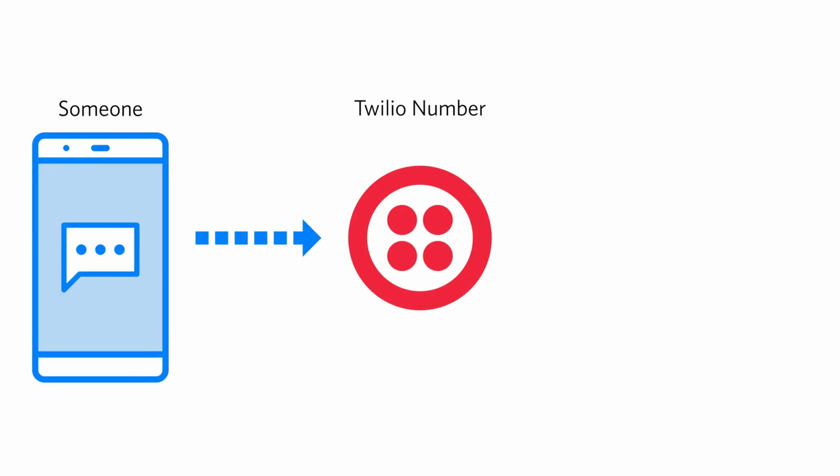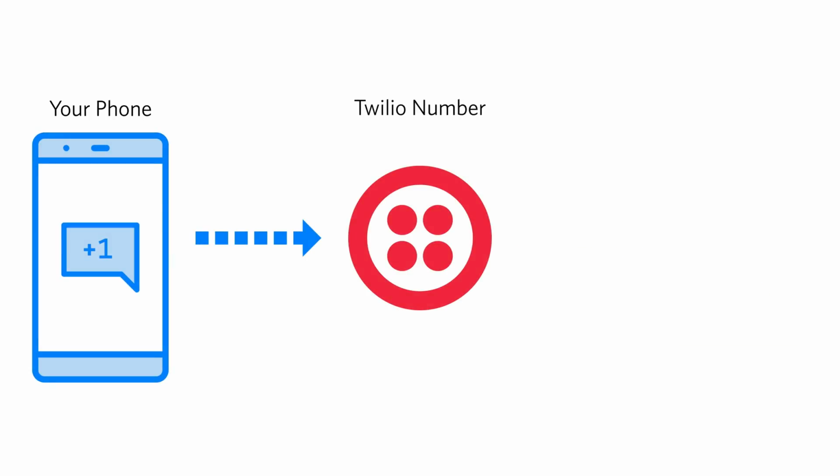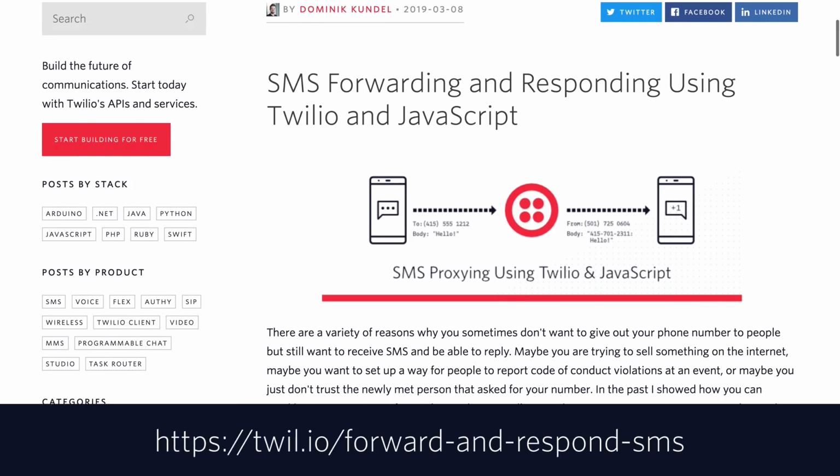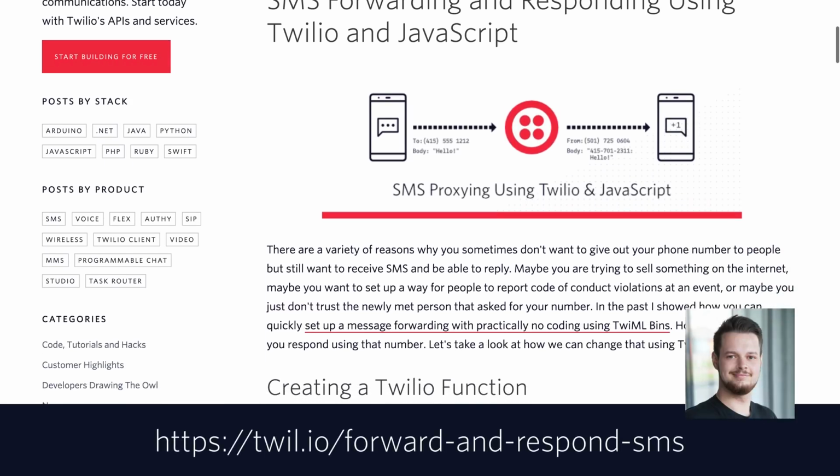If you've ever wanted to allow someone to send you a text message through your Twilio phone number and have it show up on your phone, and then use your phone to send them a text message back through your Twilio phone number, this is the video for you. We're going to use a blog post written by Dominic Kundel over on the Twilio blog to enable this using Twilio Functions.